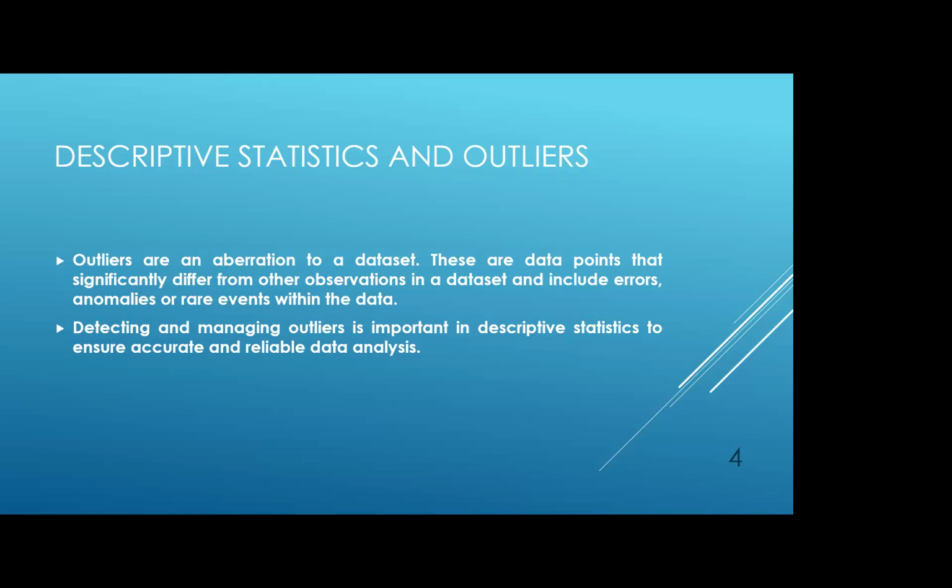So detecting and managing outliers is important in descriptive statistics to ensure accurate and reliable data analysis. So it's also maybe a standard thing to tell you that before you do the analysis, check your data properly. See to it that it is correct, or otherwise, in computers we use a term called GIGO. GIGO means what? Garbage in, garbage out. So if your data has a lot of garbage, including outliers, your output also will have a lot of garbage, and your entire analysis will come to nothing. So you should be careful about that.